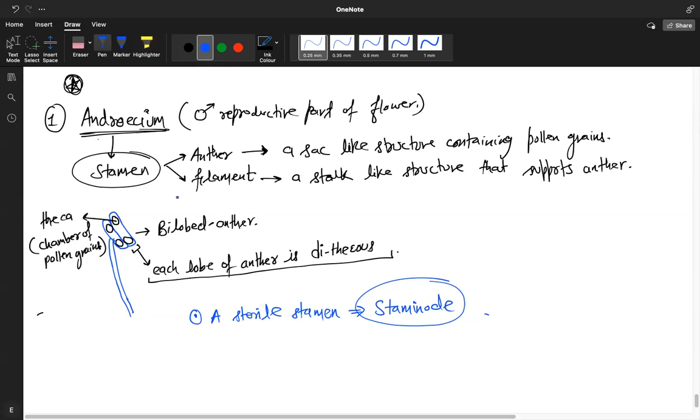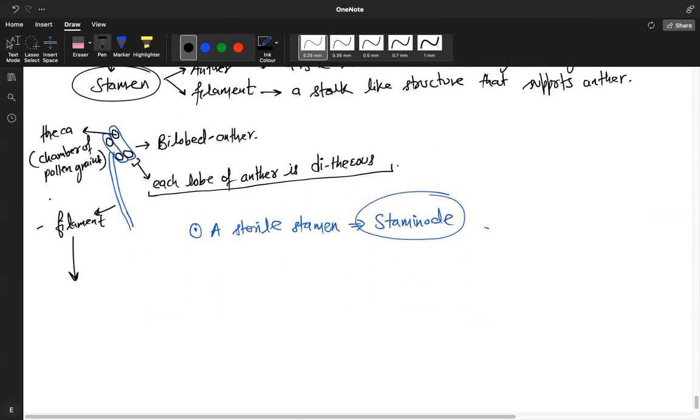And where does this part go? This is the anther and this is the filament. Where do you think the filament is attached? So it can be attached at two places in the flower. Okay.